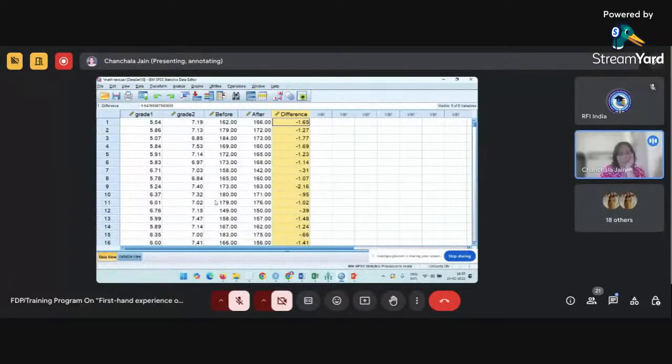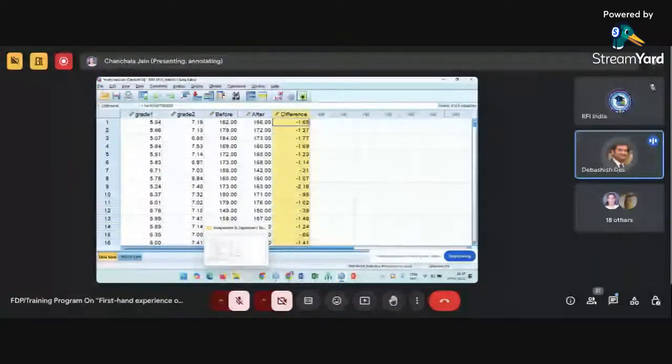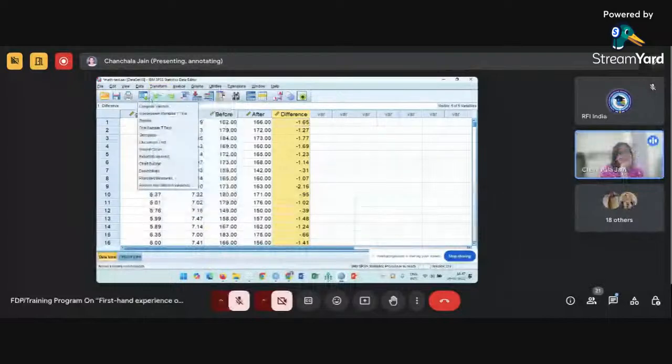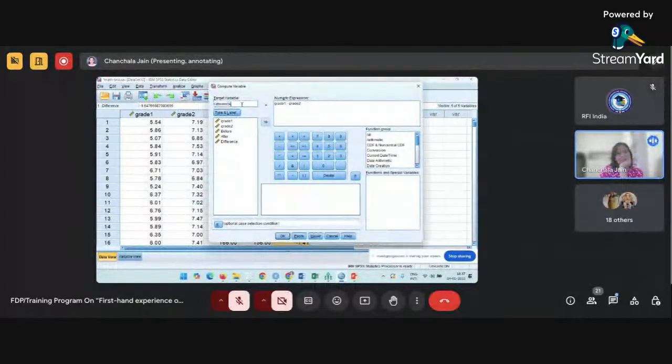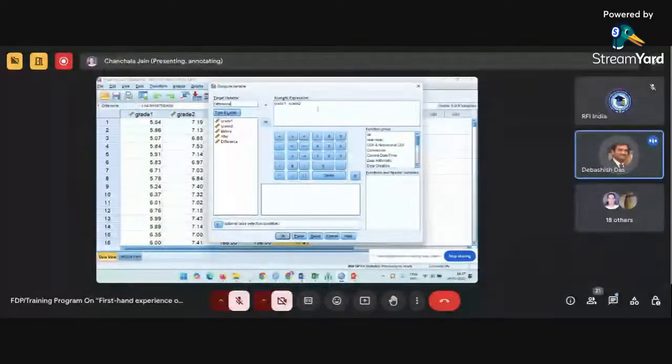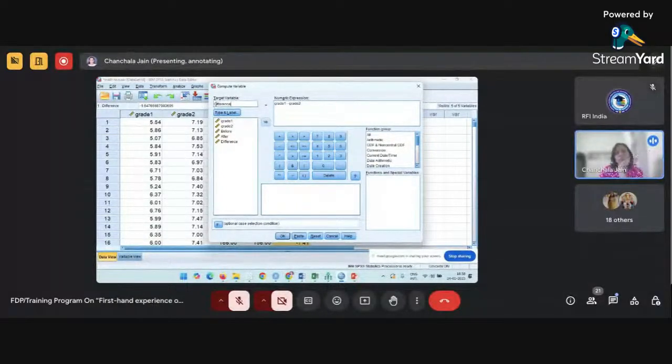Okay, if you can share your screen, I can check. Actually, I'm on a different device. I'll just try. You can see my compute variable, and check whether you did the same thing or not. Yeah, I have done the same thing. It says difference in target variable, grade 1 minus grade 2. Yes, exactly the same thing. Difference with the D capital. There is no meaning of caps or small here.